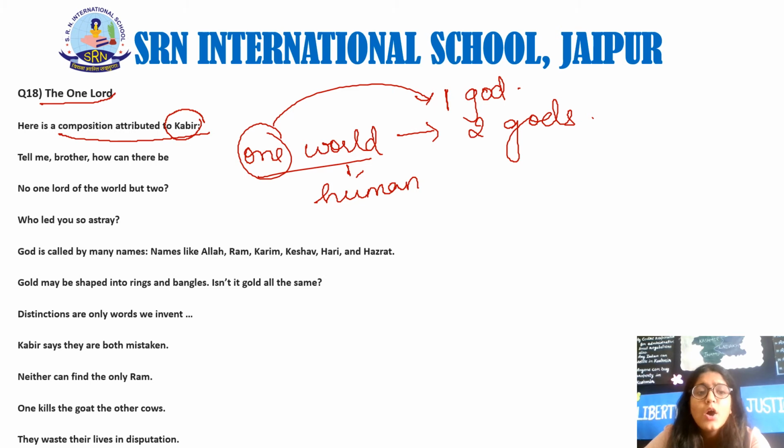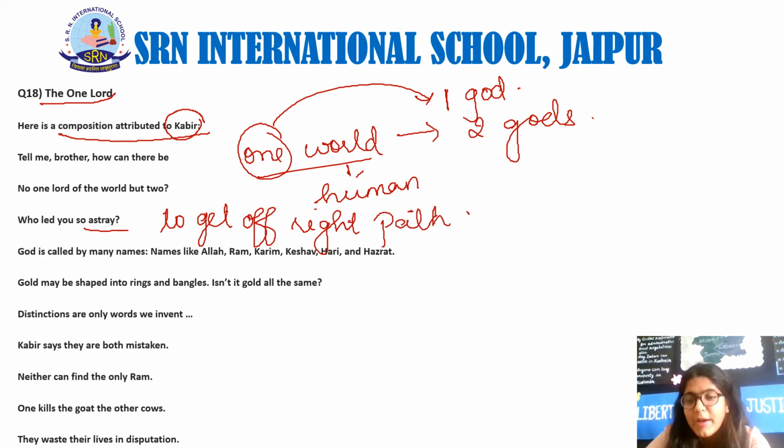Then he says, who led you so astray? Astray means to get off the right path. So he is addressing people and asking, which ideology has been so effective that you have led yourself off the right path? You're on the wrong path.